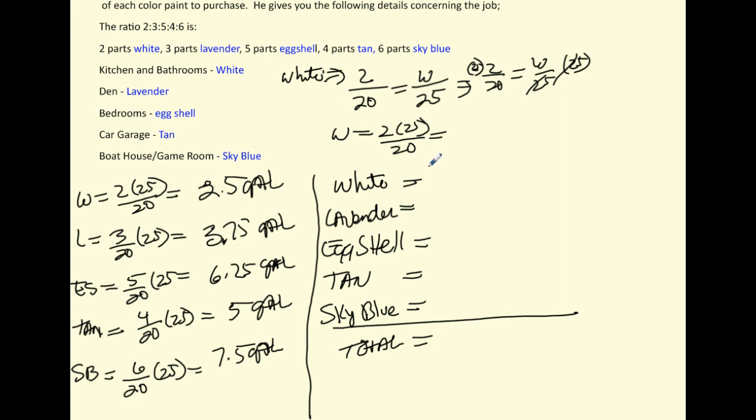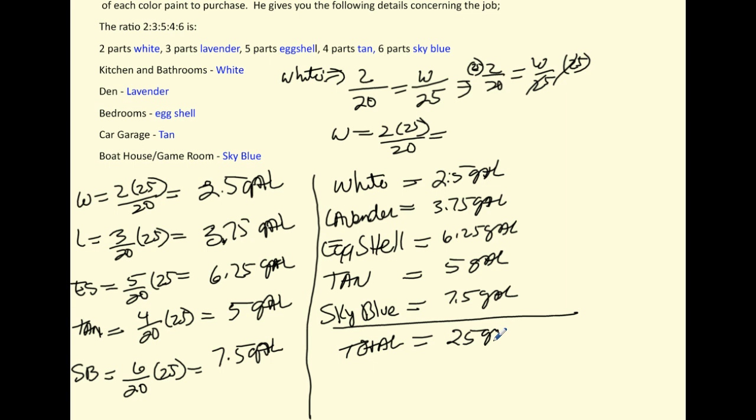So we have a total of, for white, 2.5 gallons. For lavender, we have 3.75 gallons. For eggshell, we have 6.25 gallons. For tan, we have 5 gallons. And for sky blue, we have 7.5 gallons. And we break out our trusty calculator and we have 2.5 plus 3.75 plus 6.25 plus 5 plus 7.5 comes to a total of 25 gallons, as he stated in the requirements above.